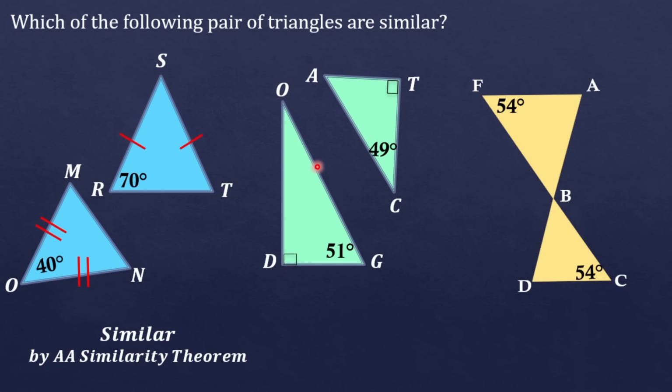Next, given this figure, we already have 2 angles given po na pareho silang right. So, ibig sabihin 90 degrees yan. So, meron na tayong isa. Now, para ma-prove natin na similar ang triangles natin, we must have at least 2 angles na congruent. So, meron na tayong isa. Ito, meron tayong 49 degrees at ito ay 51 degrees.